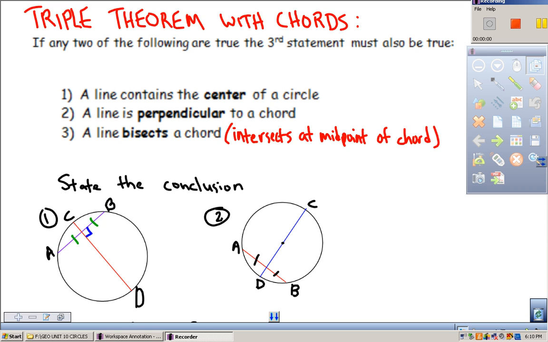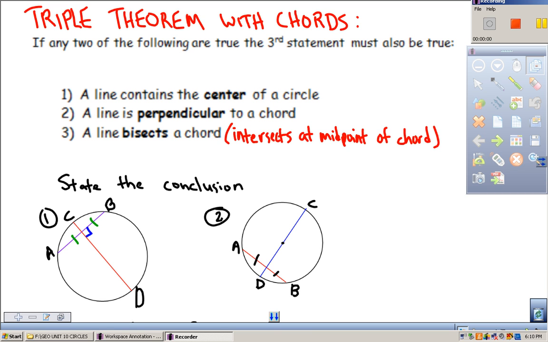So, number one, a line contains the center of a circle. Center is usually the bolded dot you see on a circle. Number two, a line is perpendicular to a chord. And we know we're looking for that right angle symbol, the box. And number three, a line bisects a chord. We're looking for those tick marks to show the point of intersection is the midpoint.